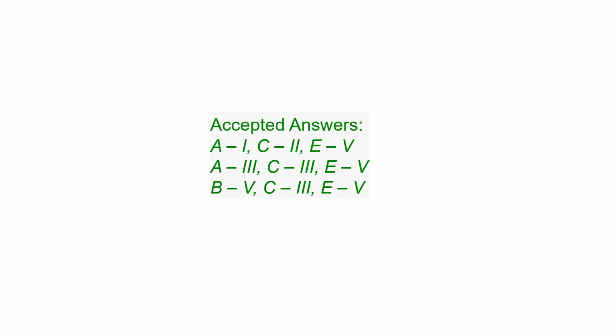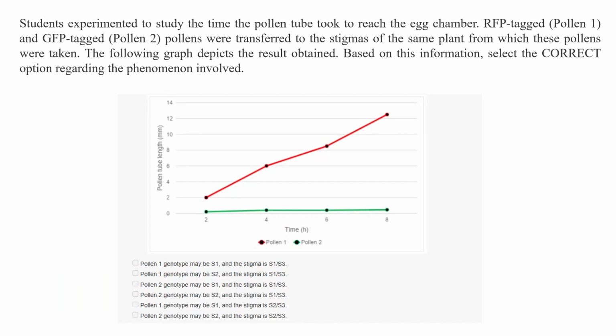Now let us come to the next question. This is a pretty nice question. Students experimented to study the time the pollen tube took to reach the egg chamber. Just 1 minute.